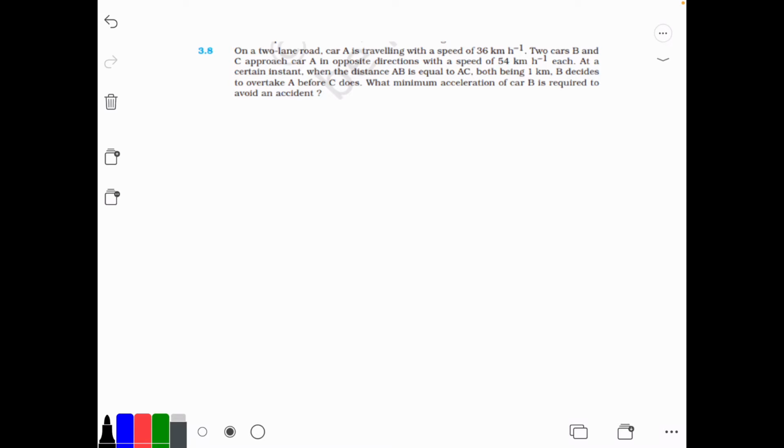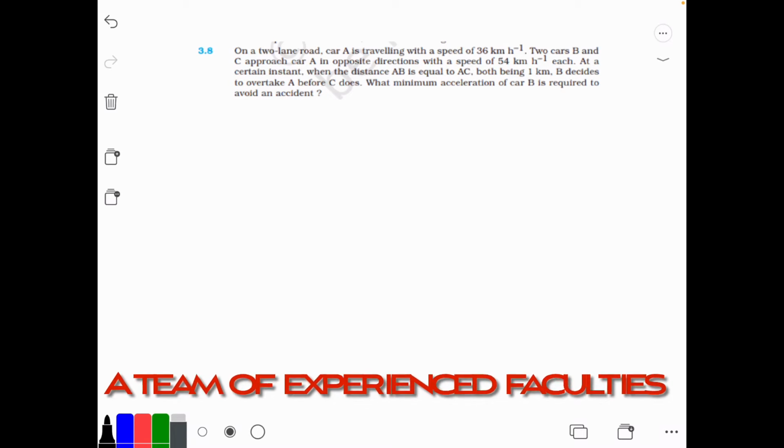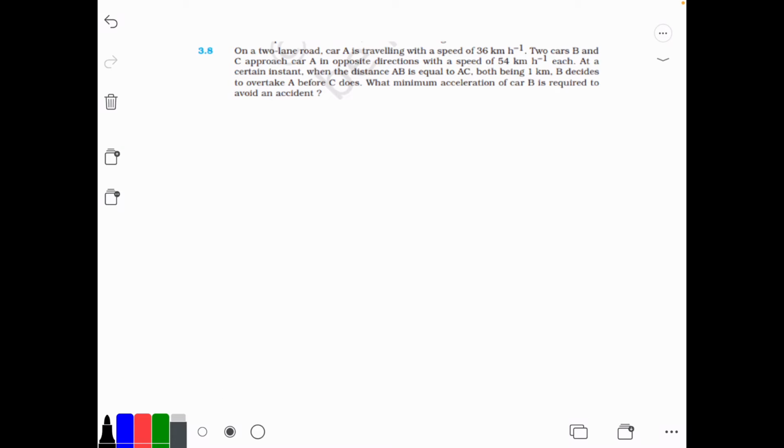At a certain distance, when the distance AB is equal to AC and both are 1 kilometer, B decides to overtake A before C does. So what is the minimum acceleration of car B required to avoid accident?